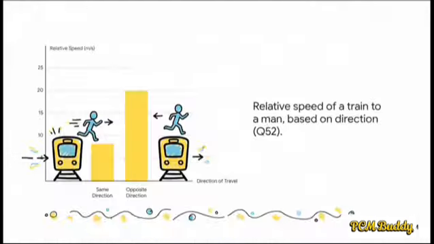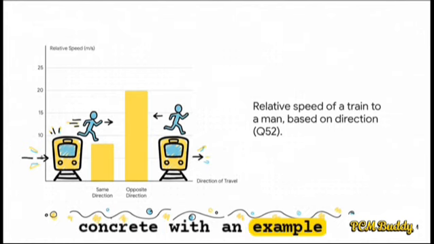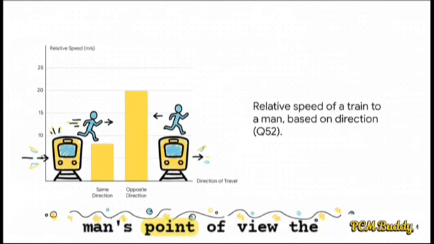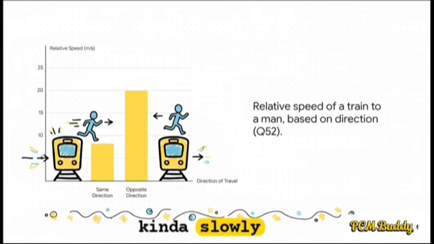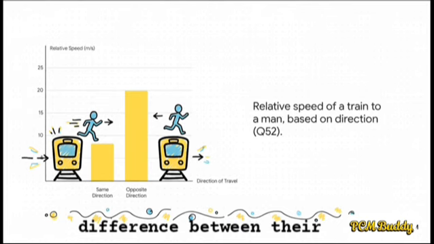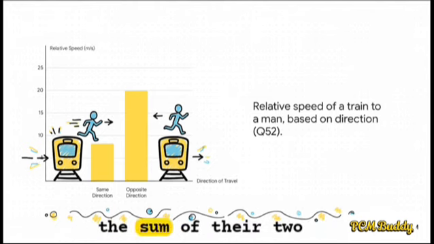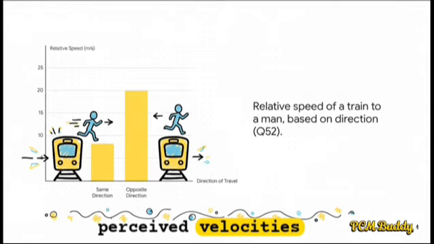reference. Let's make this super concrete with an example from problem Q52. If a train is overtaking a man running in the same direction, from the man's point of view, the train seems to be moving kind of slowly. Its speed is just the difference between their two speeds. But if they're running towards each other, from his perspective, that train feels like it's coming at him incredibly fast, at a speed that's the sum of their two speeds. Same train, same man, totally different perceived velocities.